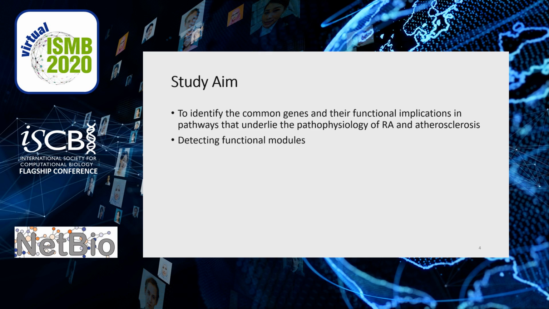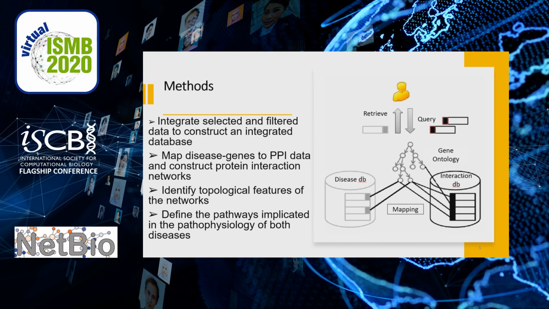So modules include the group or clusters of interacting genes or proteins, with genes represented by nodes and the interactions represented by the edges. The approach used was to select and filter data so as to construct an integrated database. From this integrated database, disease genes were retrieved using structured query language, the SQL query, and mapped to the protein-protein interaction data from BioGrid to construct protein interaction networks.